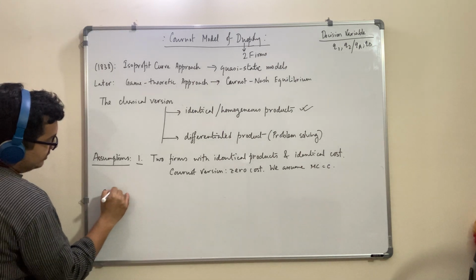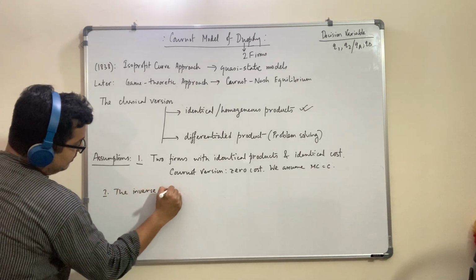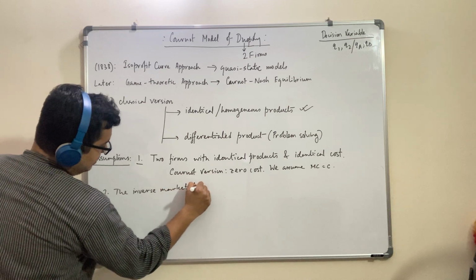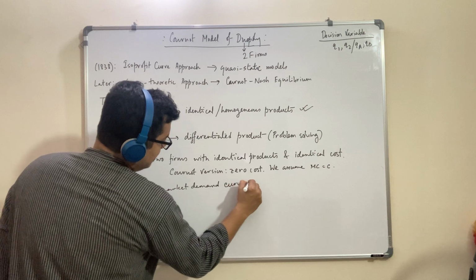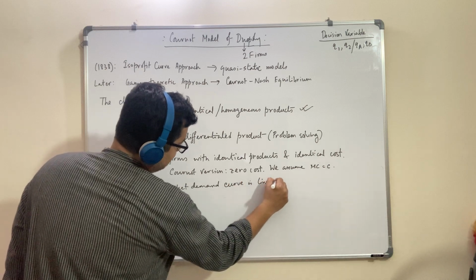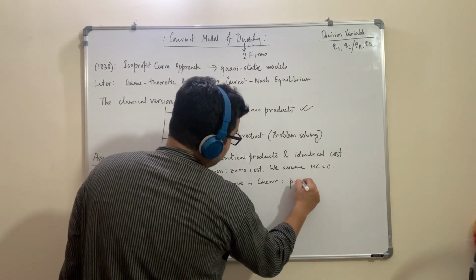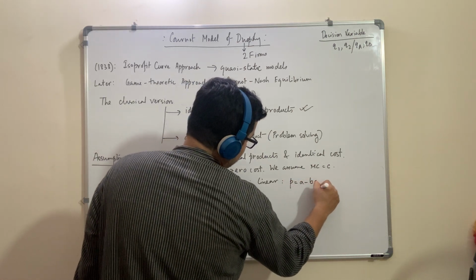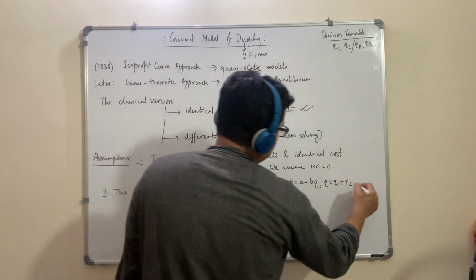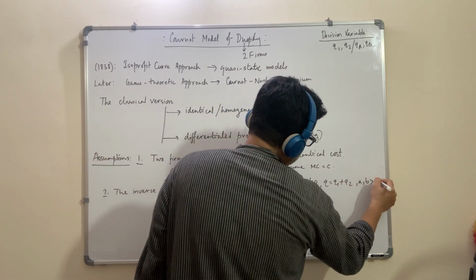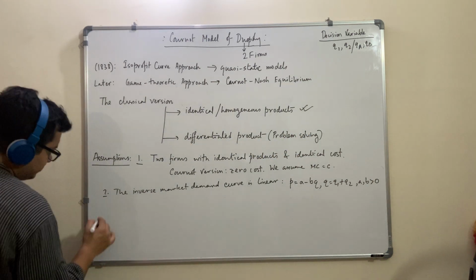Number two, the inverse market demand curve is linear. That is, P equal to A minus B Q, where Q is equal to Q1 plus Q2, and A comma B both strictly positive.